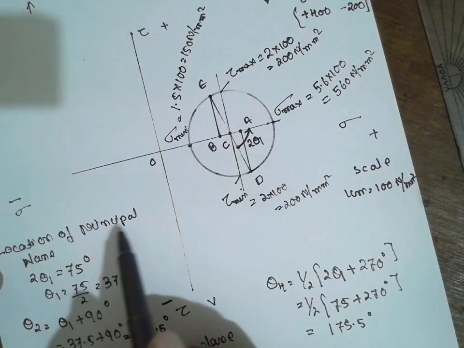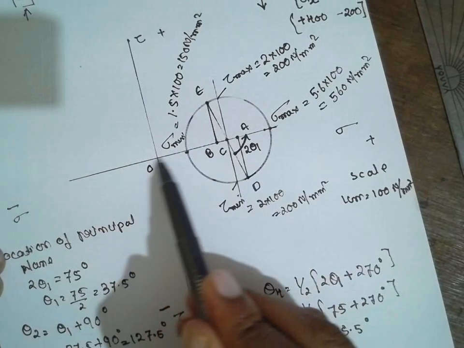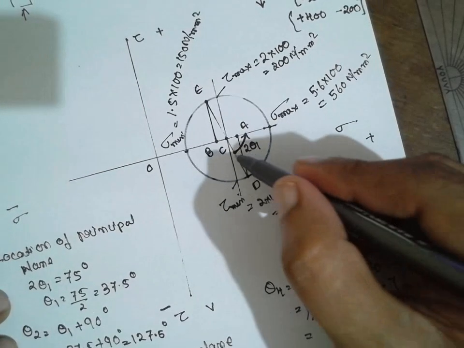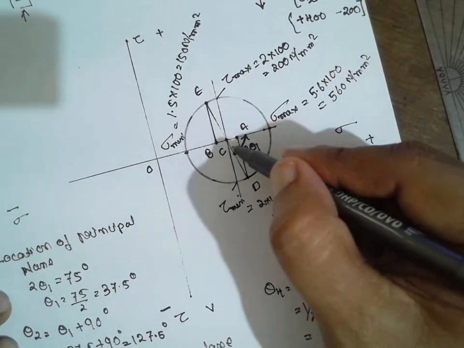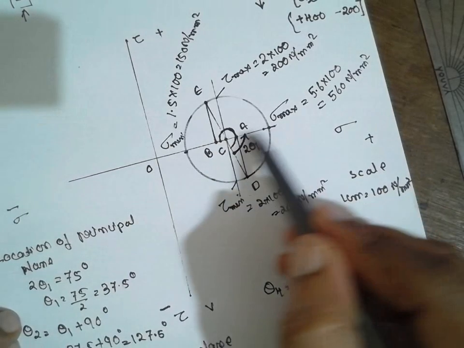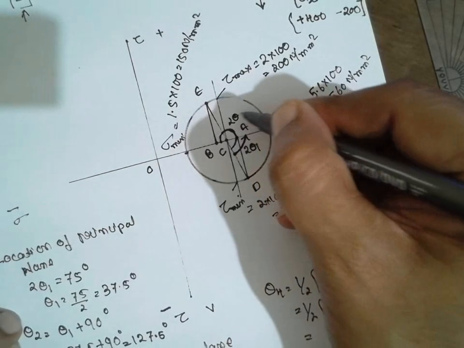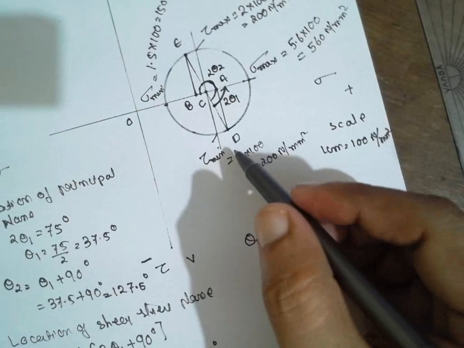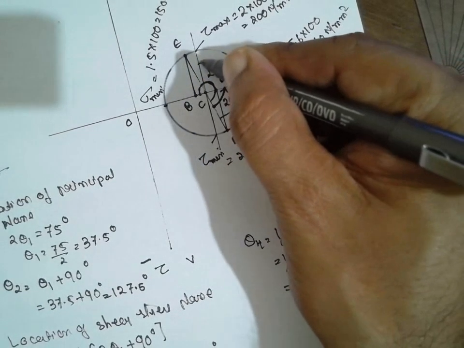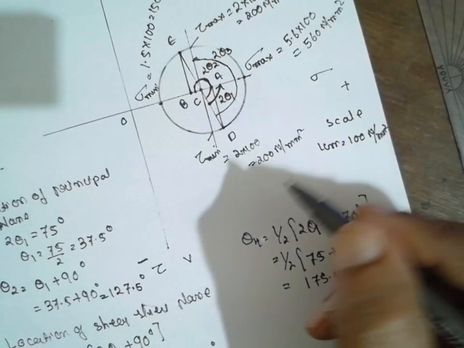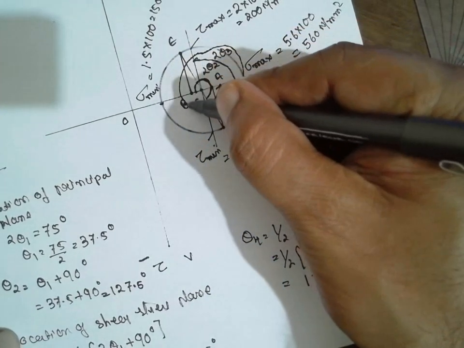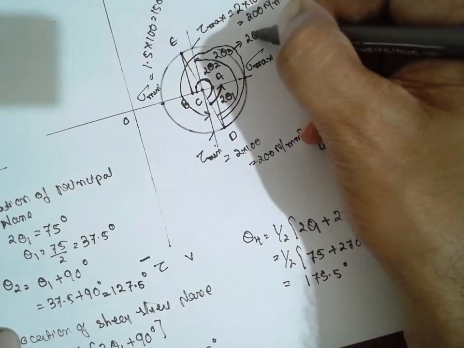Now how to represent this? Location of the principal plane: this line refers to the principal plane and this line refers to the shear stress plane. Now 2θ1 we already got. Next 2θ2, we have to start from this part and end here, because θ1 and θ2 should be located over the principal plane. This is 2θ2. Now θ3, the shear plane θ3, from this part to this part we call 2θ3. Now what about θ4? From this part to this portion we call 2θ4.